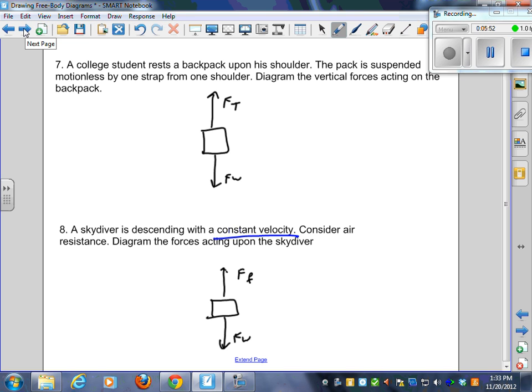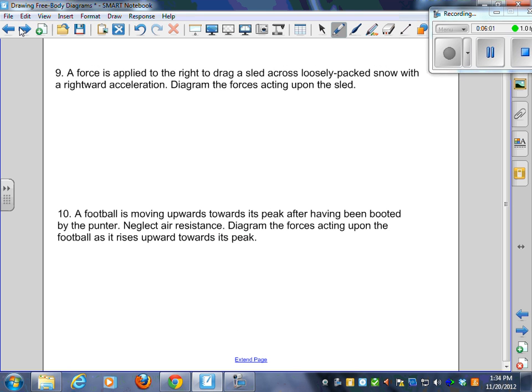If you don't know whether it's accelerating or constant, do we assume? You would have to assume one, and then mark it accordingly. Okay, loosely packed snow. I think I told you yesterday that loosely packed snow is code for some friction. Exactly. And it has a rightward acceleration, weight force, normal force, some friction, applied force.